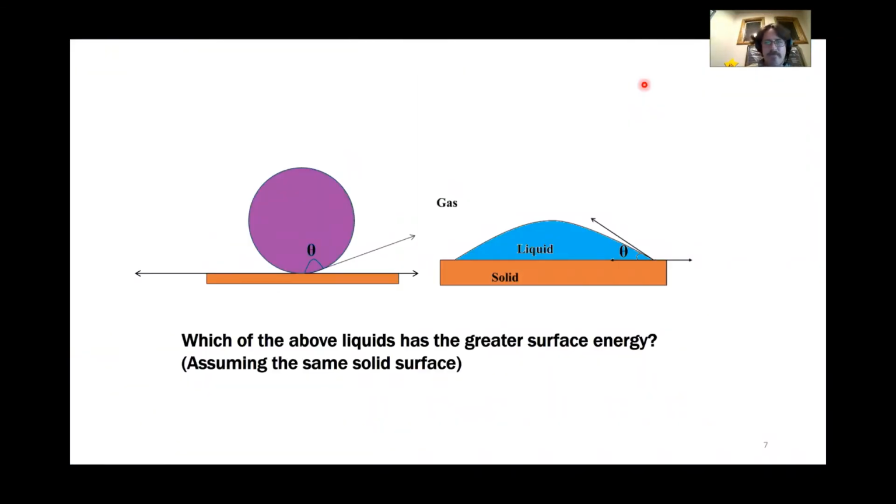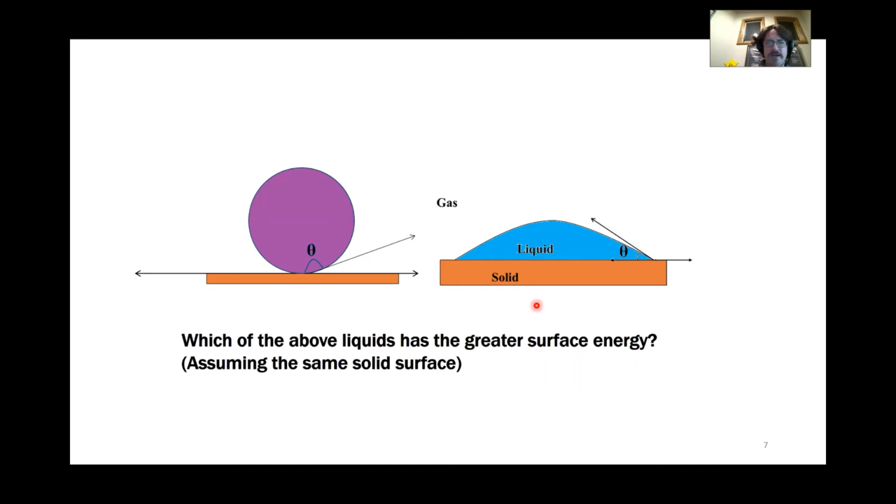To try to keep the convention straight, you want to look at this situation. We have this question here, and I should have written solid, I apologize. We have two solid substrates and two liquids, and we're assuming that these two solid materials are the same material. We want to ask ourselves, which of the above liquids has the greater surface energy? In this case, we're assuming the same solid surface. I'll give you a couple of seconds to think about that.